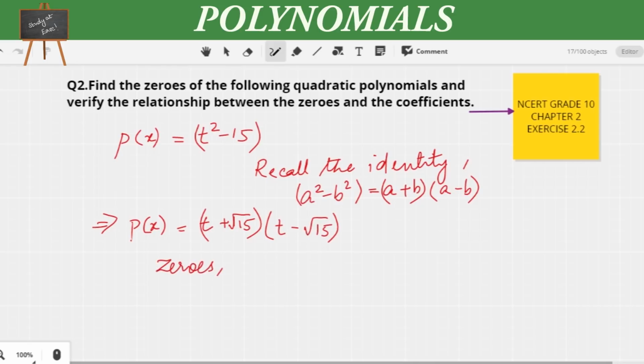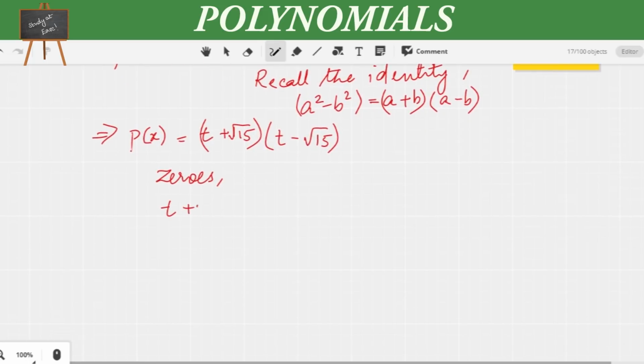So what are the zeros? We got two factors. Now the next step is to find the zeros. So t plus root 15 is equal to 0, so t is equal to minus root 15. And the other root, t minus root 15 is equal to 0, so t is equal to root 15. So the two zeros are plus or minus root 15.